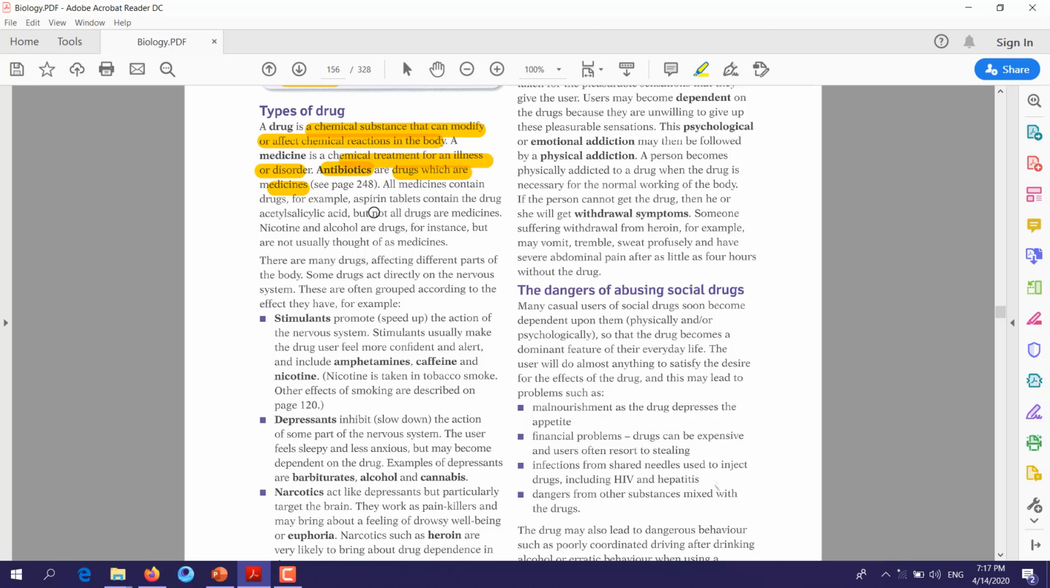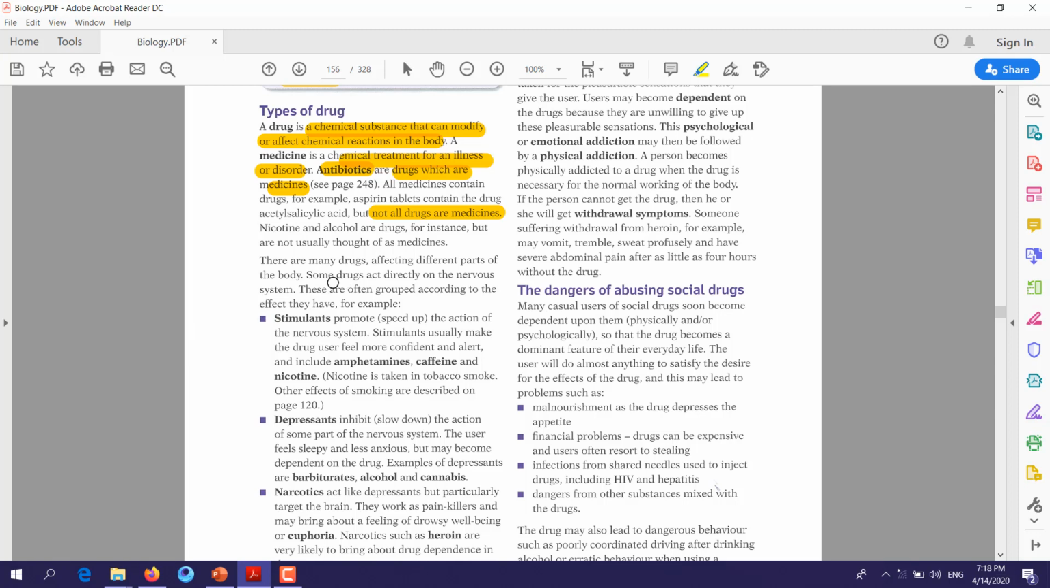So all medicines contain drugs. For example, aspirin tablets contain the drug acetylsalicylic acid, but not all drugs are medicines. Okay, focus on this one. Not all drugs are medicine. What does that mean? We have two types of drugs: good and bad. The good ones are the ones that we use for treating illnesses. This we call medicines, and the bad ones we will talk about later.